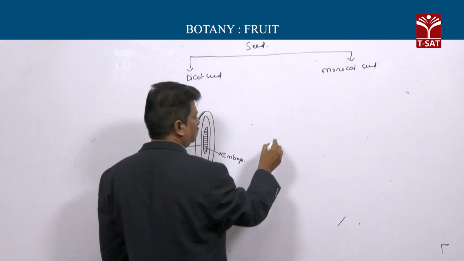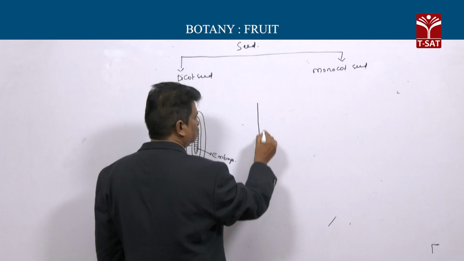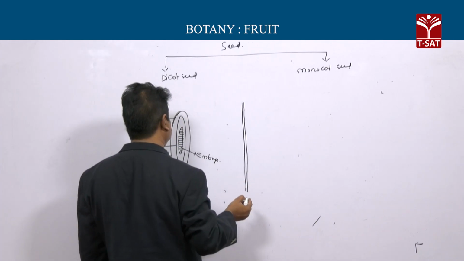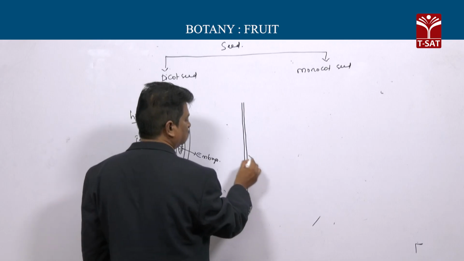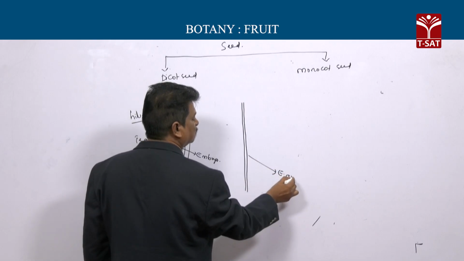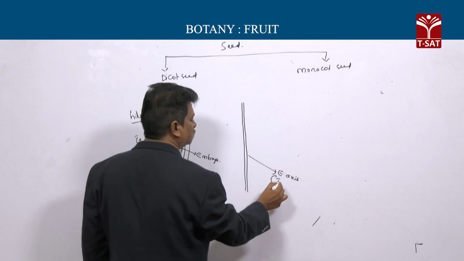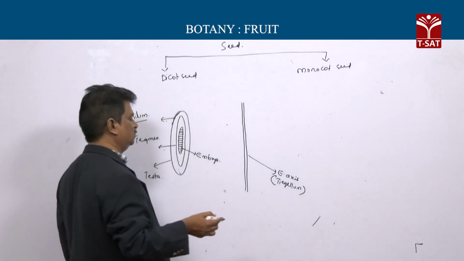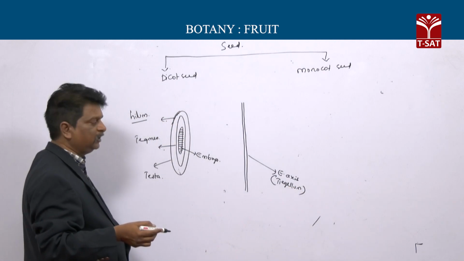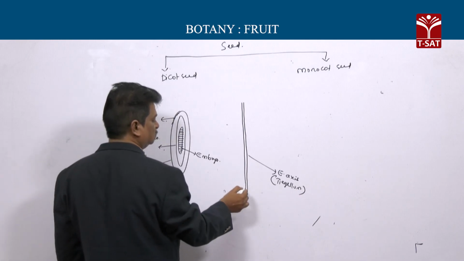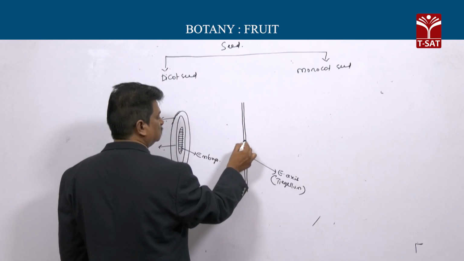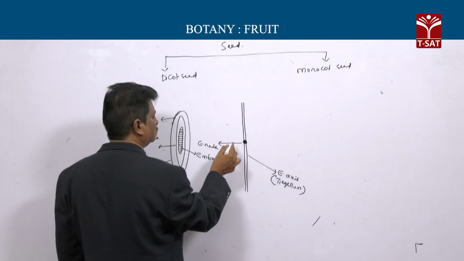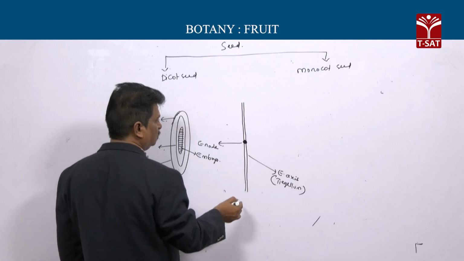Then, at the time of germination, that embryo comes out from the seed. It develops into an axis called the embryonic axis or tigellum. Then this tigellum contains a node called the embryonic node.